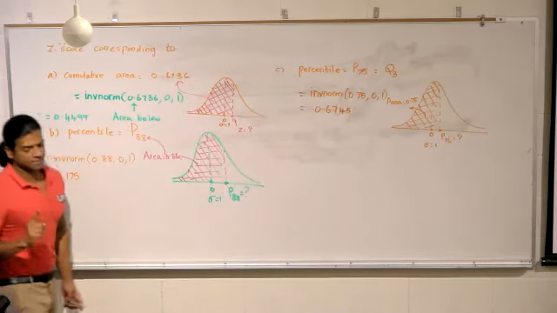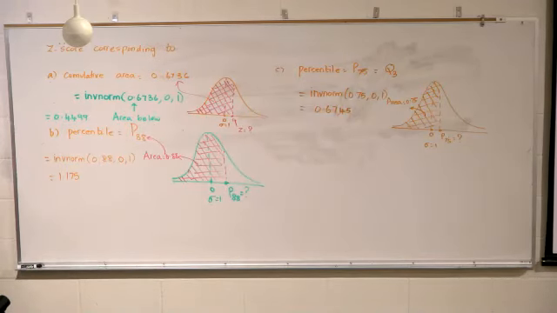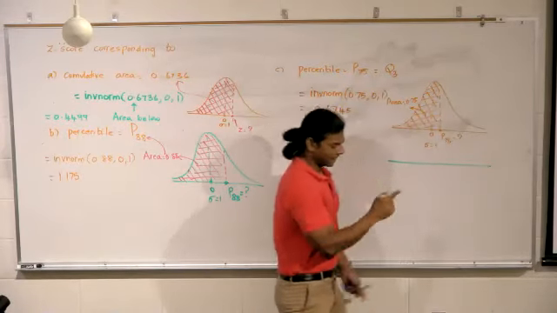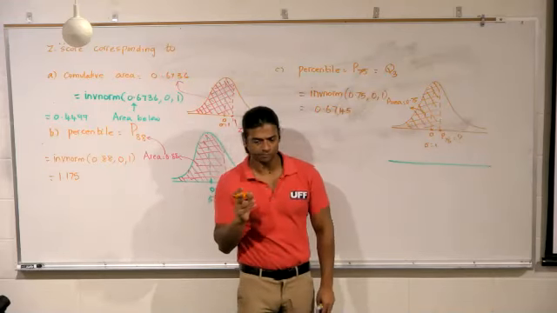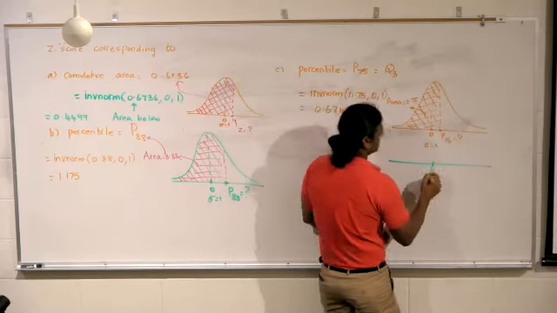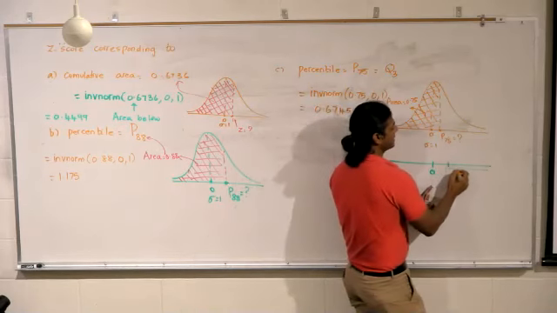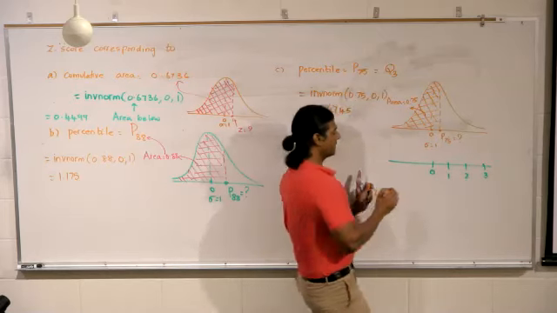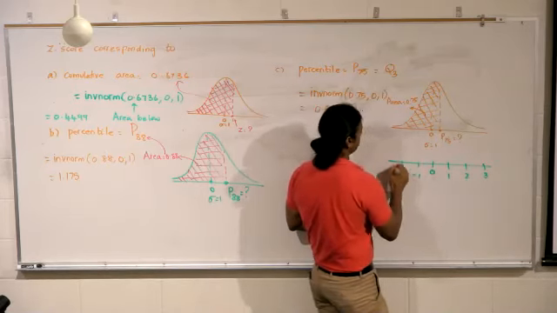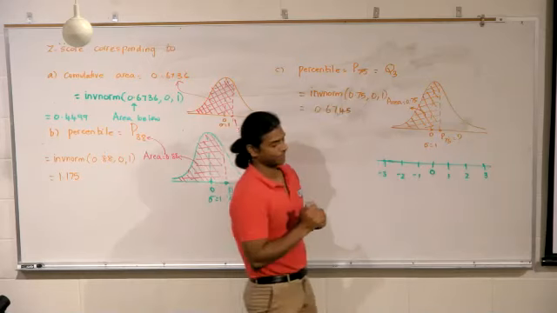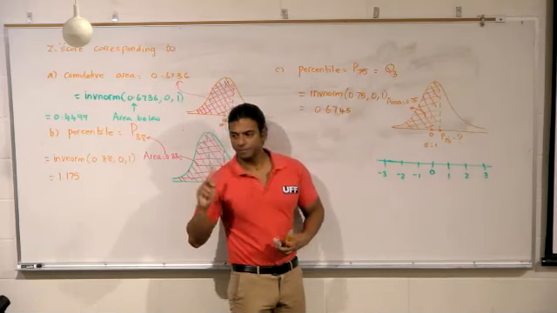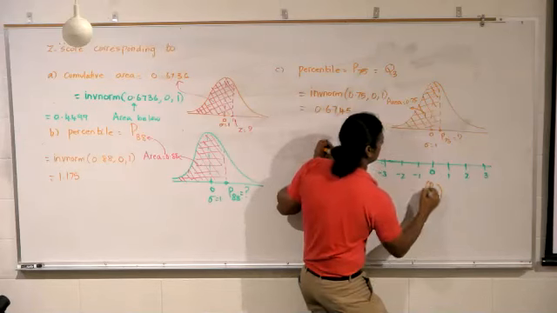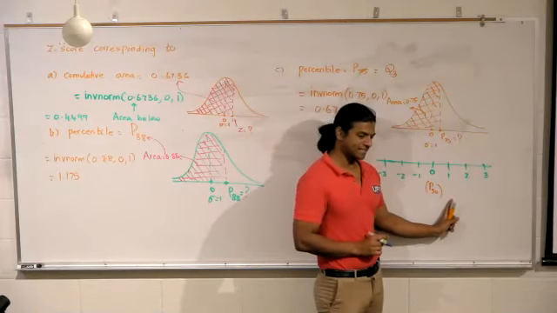Another way to be sure of the answer that you're looking for is this diagram or picture from the empirical rule. So 0, 1 standard deviation, 2, 3. On this side, we have -1, -2, -3. And each of those will correspond to a percentile. So this is P50. Do we remember what that is?